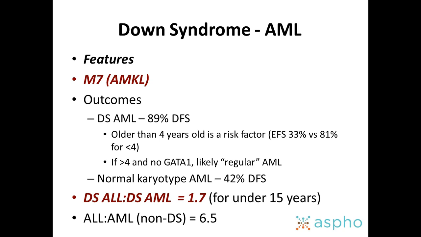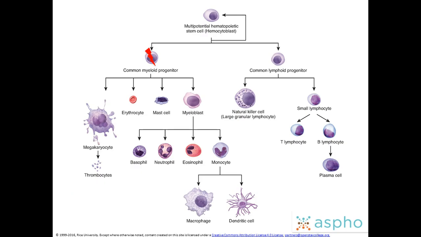Again, I think this bottom figure gives you the reason why there's that trick question. Down syndrome ALL to Down syndrome AML is 1 to 7, where ALL to AML in non-Down syndrome is about 6 to 1. And so even though you have a much, much higher relative risk of AML, ALL is still going to be more common in Down syndrome.